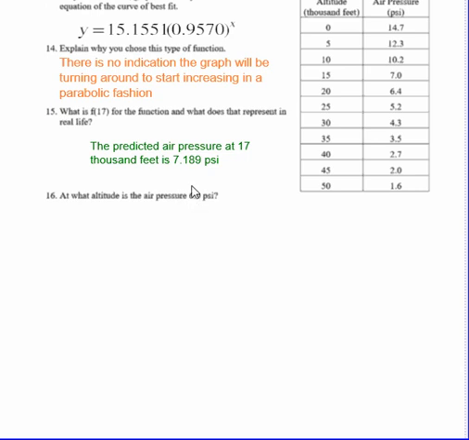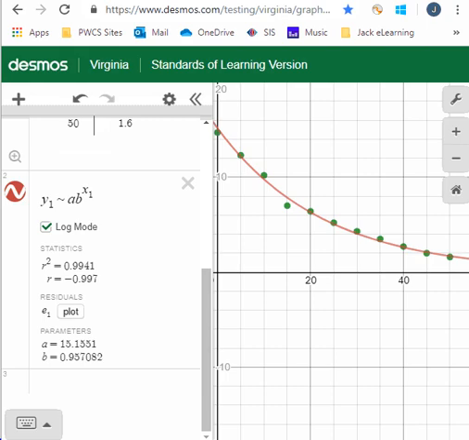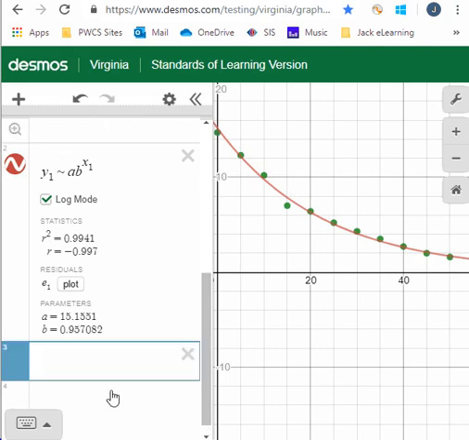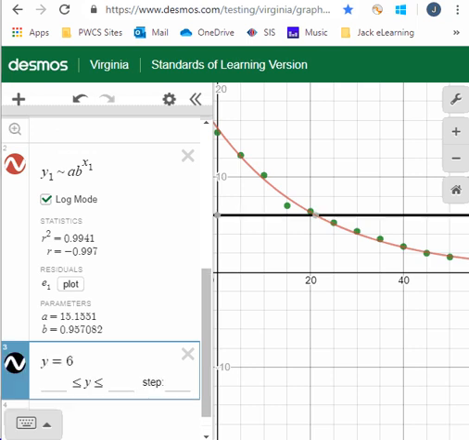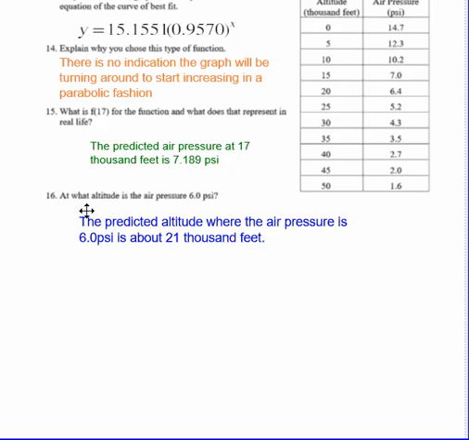And finally, like we did with the quadratic model, we can use this to predict x values in addition. So we're going to go back to Desmos and type in an equation of y equals 6. When we've got that equation typed in, find the point of intersection. Looks like it's at approximately 21.123. So we would say that the predicted altitude where the air pressure is 6 psi is about 21,000 feet.